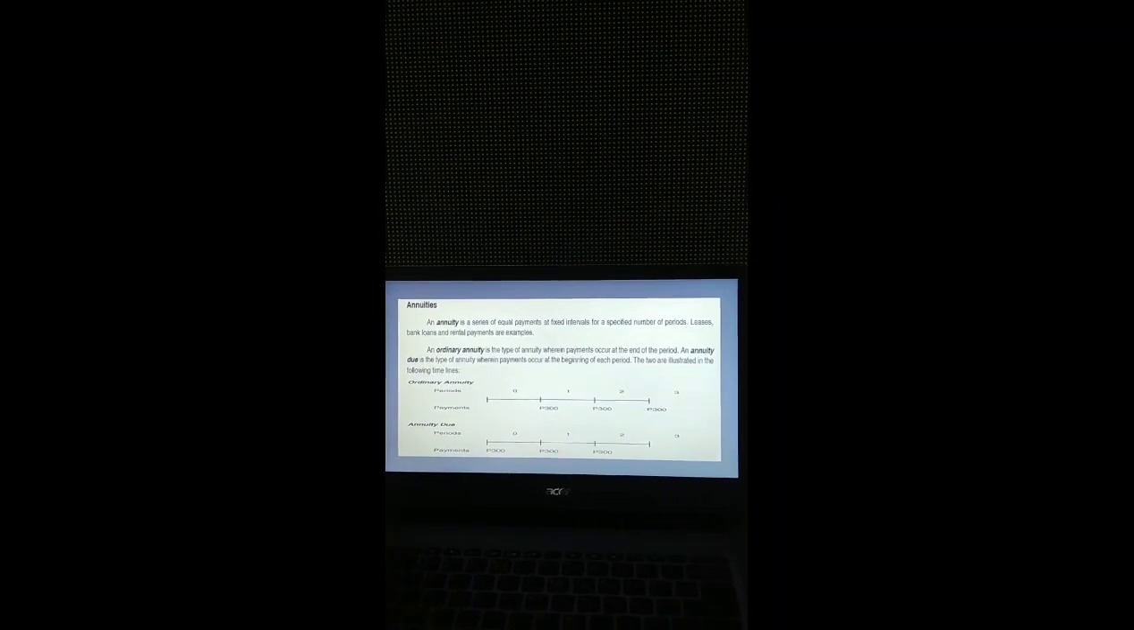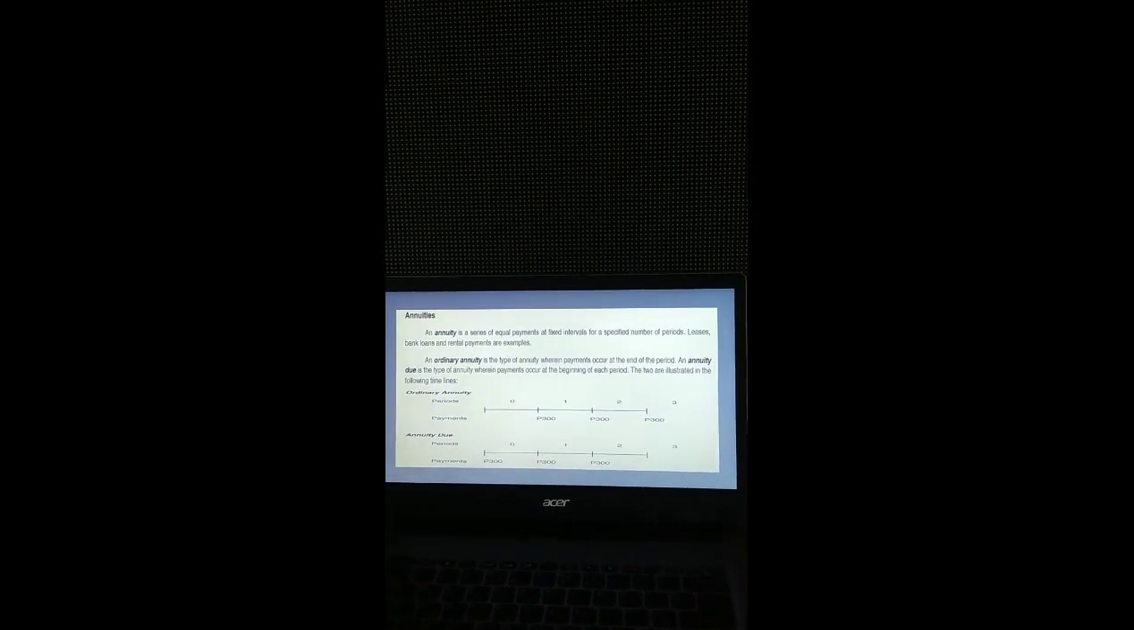An ordinary annuity is the type of annuity wherein payment occurs at the end of the period. So in an ordinary annuity, you pay at the end of the year. Payment is made only at the end of the period.